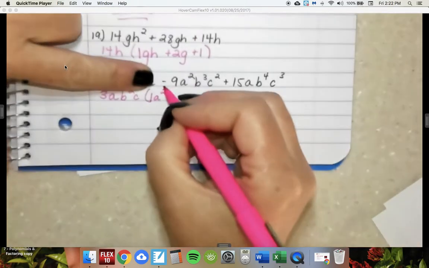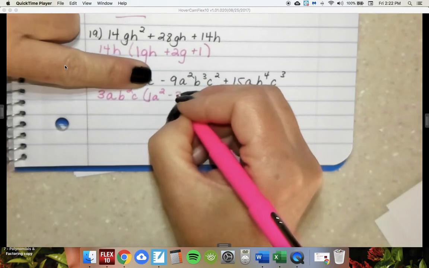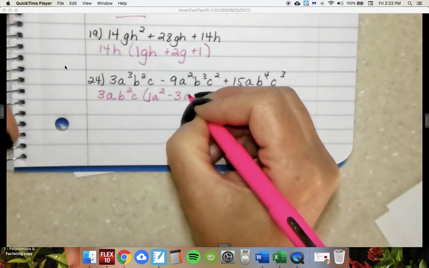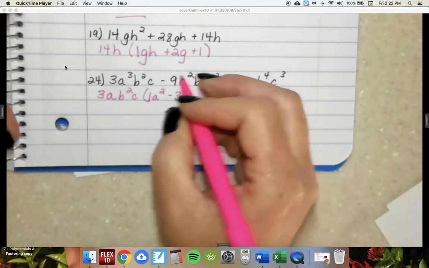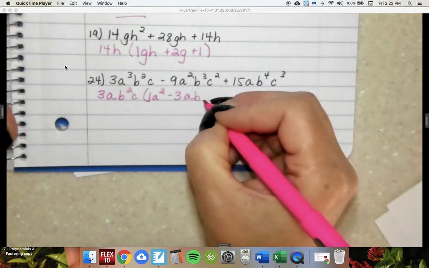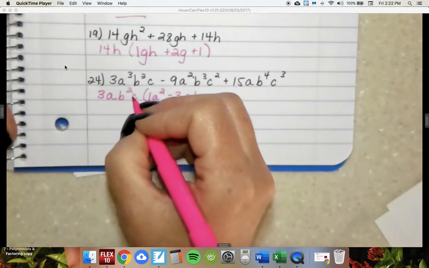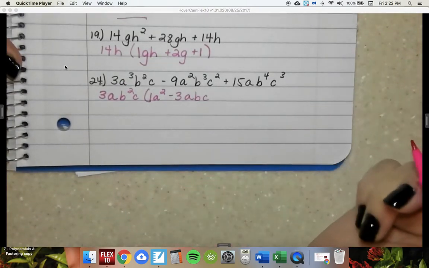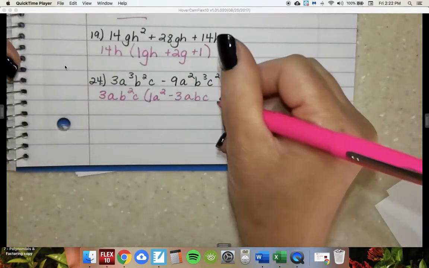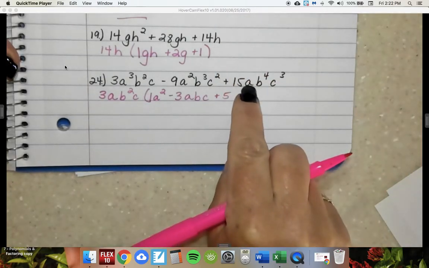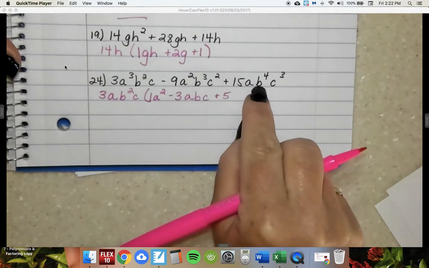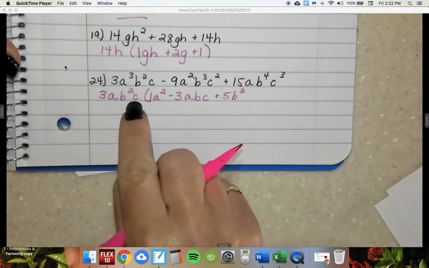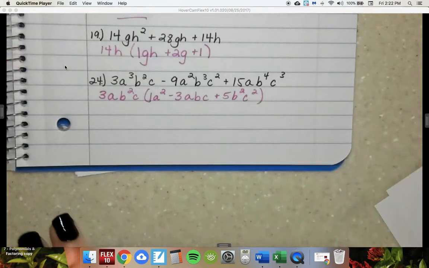Move on. A negative 9 divided by 3 is a negative 3. A squared, but I only took 1 A out, leaving behind an A. He had B cubed, I took B squared out, leaving behind a B. And he had C squared, but I took one of those C's out, leaving behind a C. On to the last piece. A positive 15 divided by 3 leaves a positive 5. He had an A, I took it out. He had 4 B's, I took 2, so that leaves 2 behind here. He had 3 C's, I took 1 out, leaving behind 2 C's there.